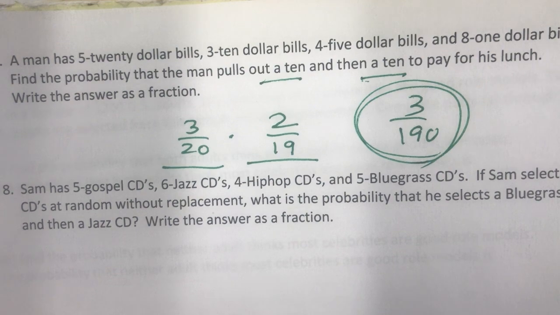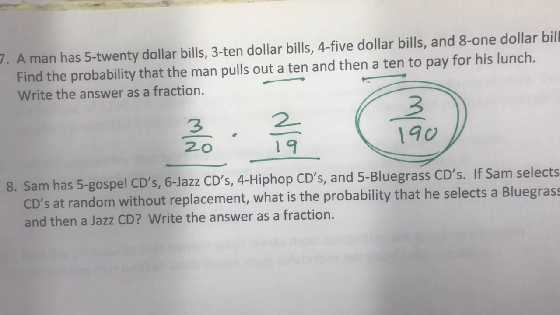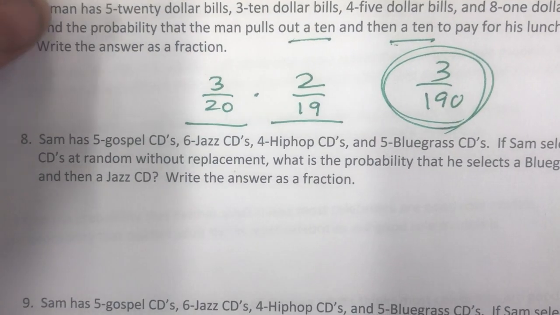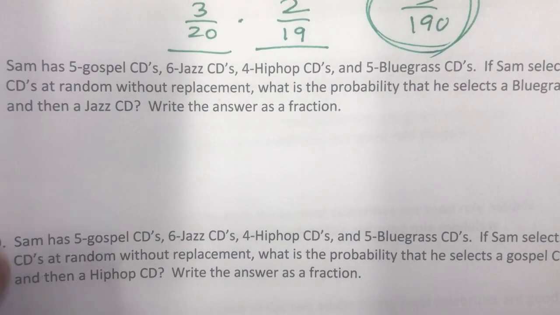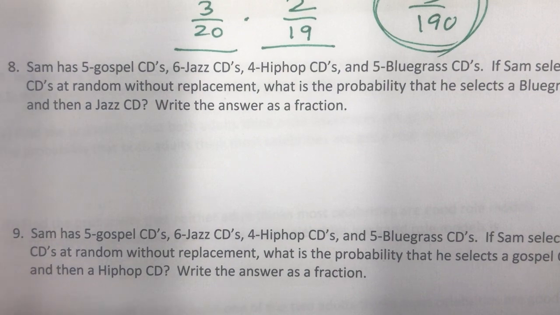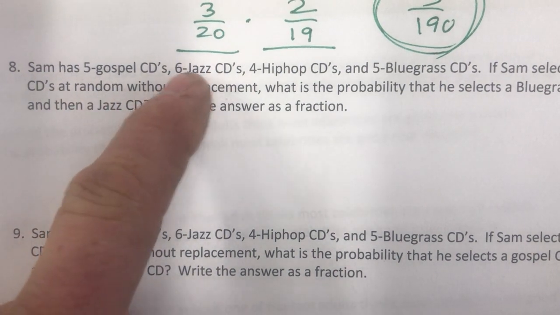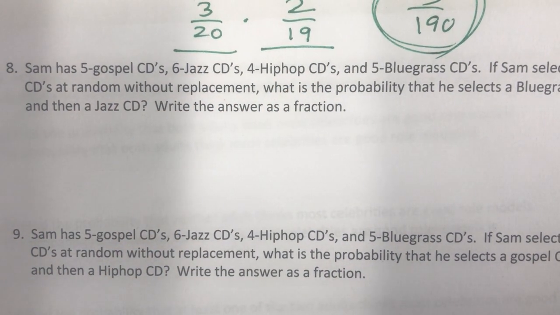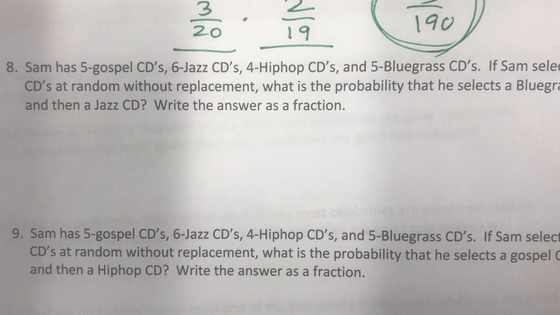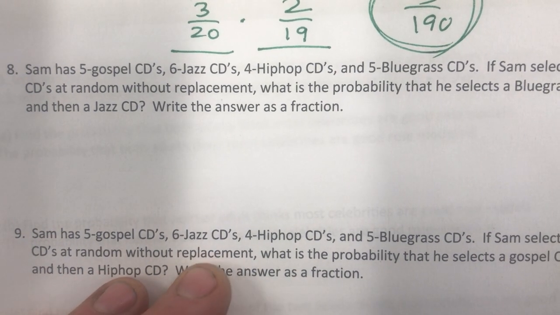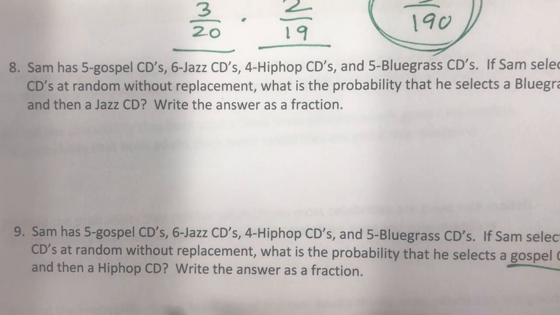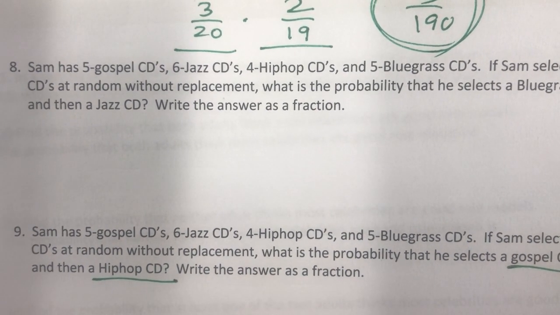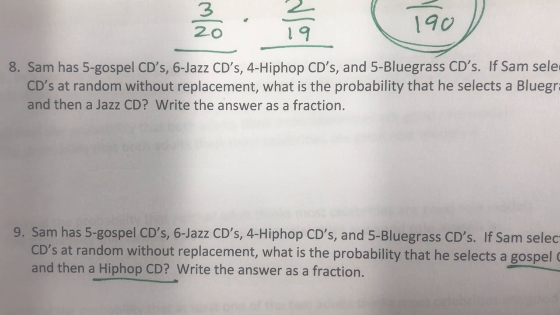Okay. All right, now we're going to talk about Sam here. Sam has 5 gospel CDs, 6 jazz CDs, 4 hip-hop CDs, and 5 bluegrass CDs. That's a total of 5, 11, 15, 20 CDs altogether. If Sam selects 2 CDs at random without replacement, what's the probability that he selects a gospel CD and then a hip-hop? So now here, I'm going to write it in here this time. He wants a gospel, then he wants a hip-hop.